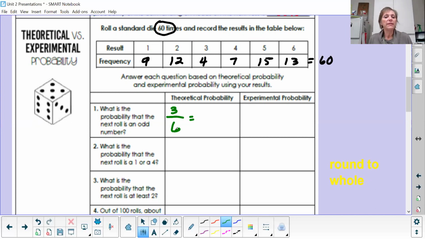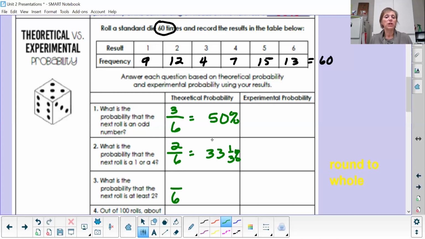There are 6. Okay, and if you were to divide 3 and 6, the first 2 digits are a 5 and nothing, so I know that is 50%. 0.5, in other words. What is the probability that the next roll is a 1 or a 4? Okay, so on this die, how many 1s, how many 4s? Well, 1 of each. So I'm going to say 2 out of 6. In fact, all these are out of 6 because, again, this is before you roll it even once. Okay, if you divide 2 and 6, you would get a bunch of 3s repeating because this is 1/3. So I'm going to put 33 and 1/3%.